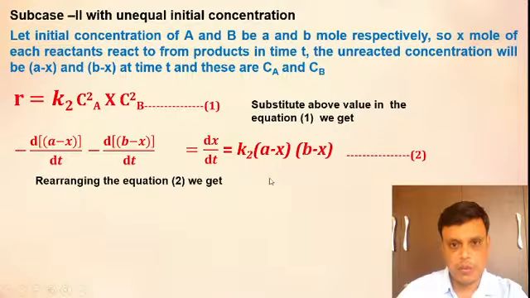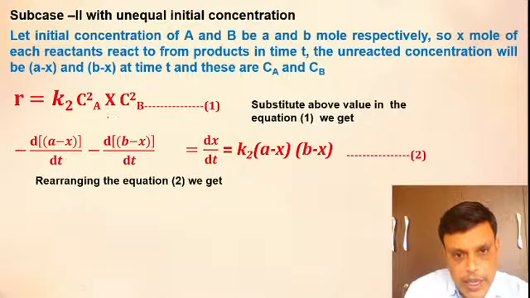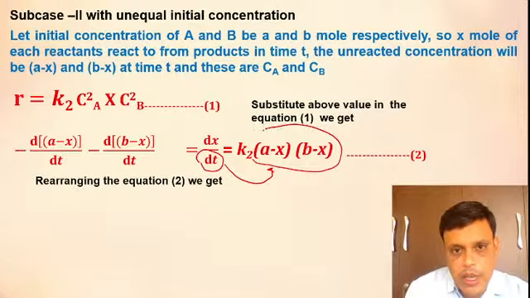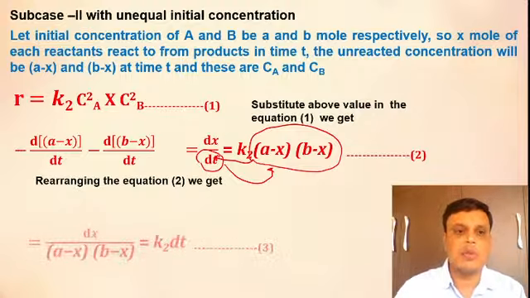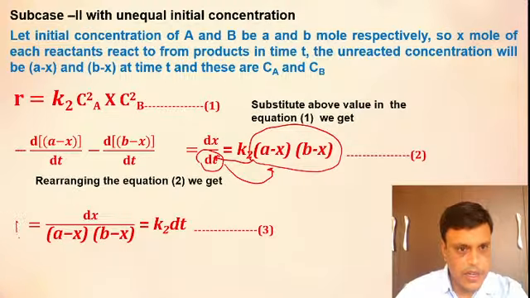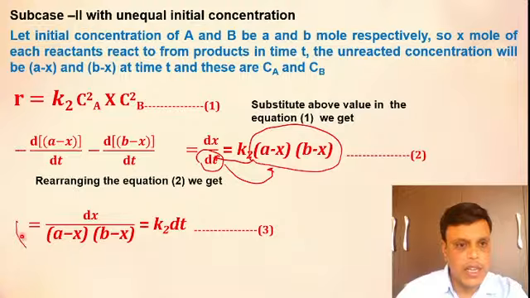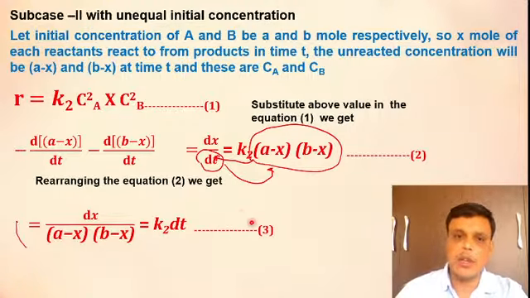In the rearrangement, what we will do? We will take the dt term to the right hand side, and the concentration terms a minus x and b minus x to the left hand side. After rearranging we will get dx divided by (a minus x) into (b minus x), which is equal to K2 dt. This is our equation number 3.